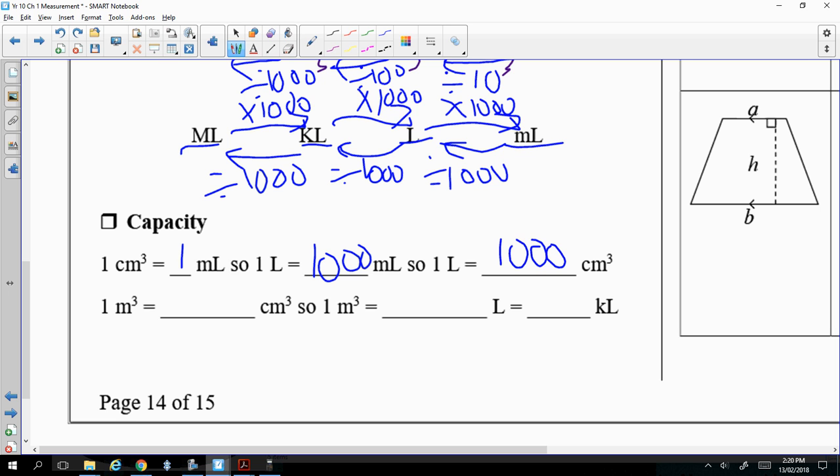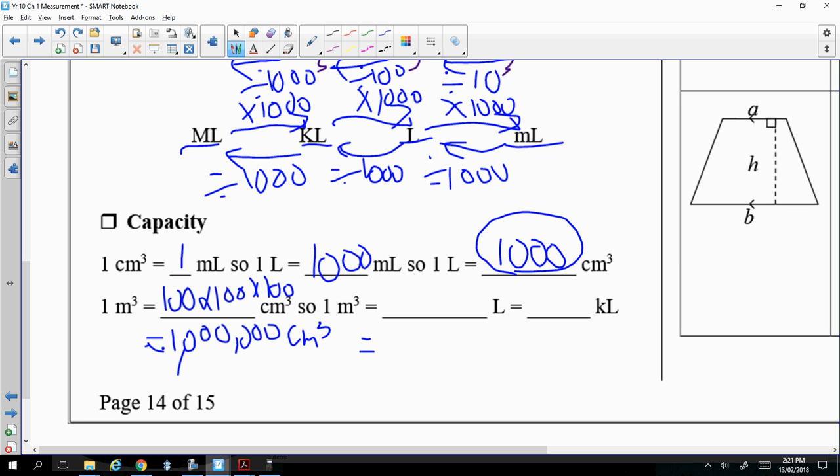And then you also have cubic meters, which, remember, is 100 by 100 by 100 cubic centimeters, which becomes 1 million. Let's write it like this. 1 cubic meter is 1 million cubic centimeters, but there's 1,000 cubic centimeters in a liter, which makes it 1,000 liters, which is just 1 kiloliter. Right, remember these facts. Okay, good. Any questions? These are conversions.